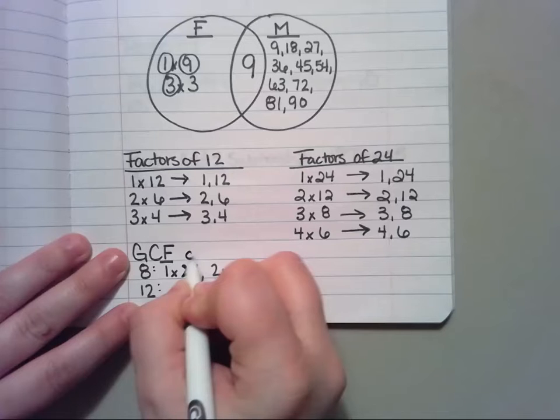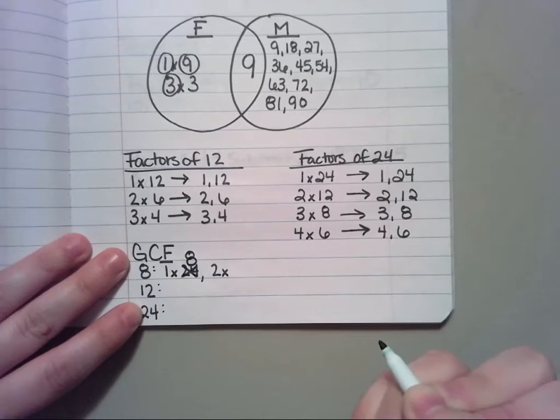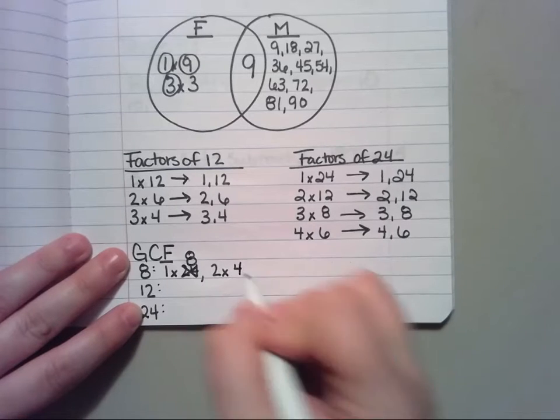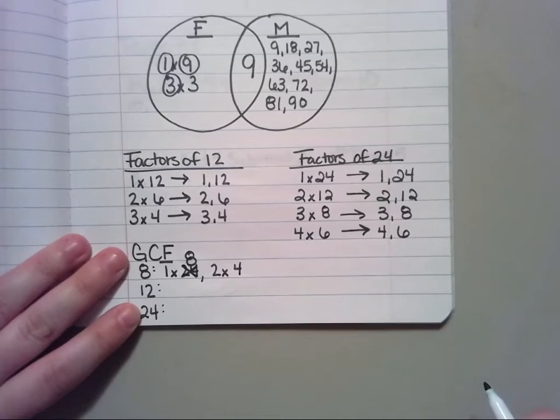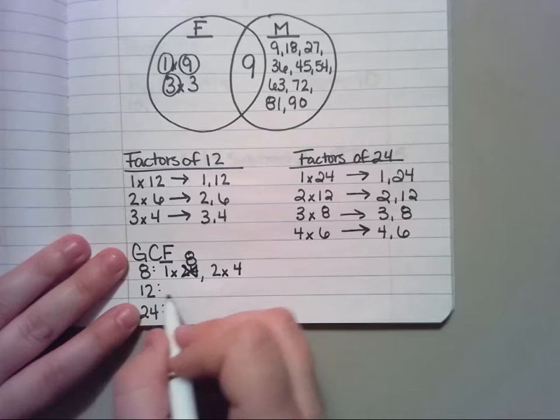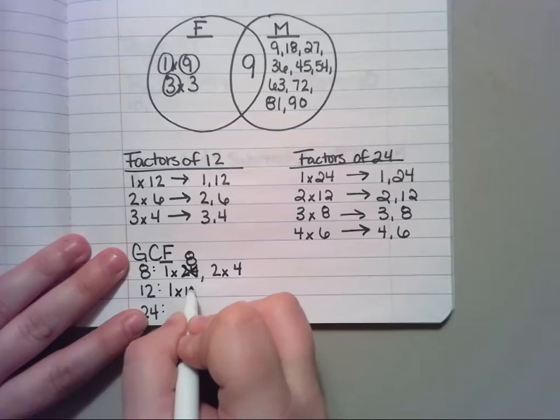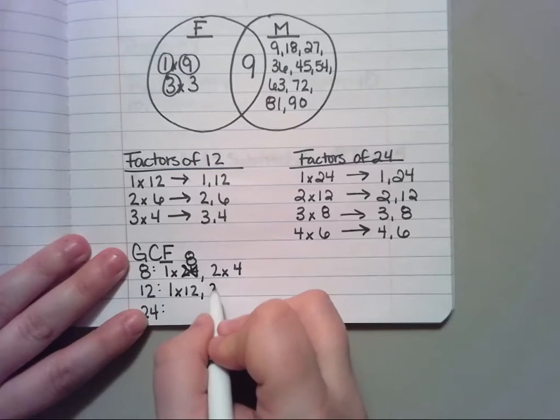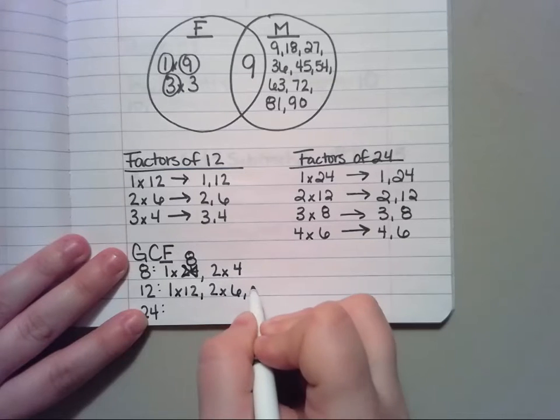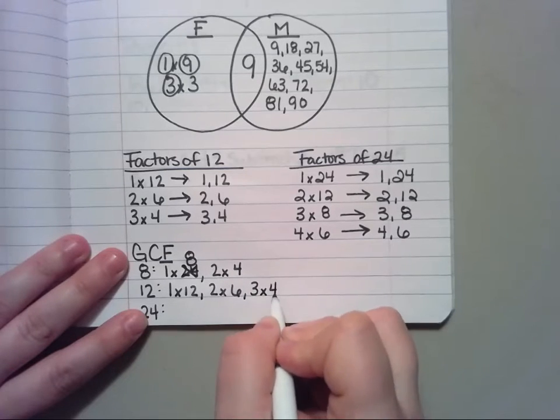1 times 24. I don't know why I put 24. Should be 8. 1 times 8. And 2 times 4. I'm a little tired tonight. 1 times 8, 2 times 4. How do I get the number 12? 1 times 12. 2 times 6. 3 times 4.